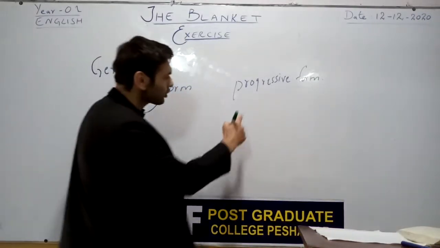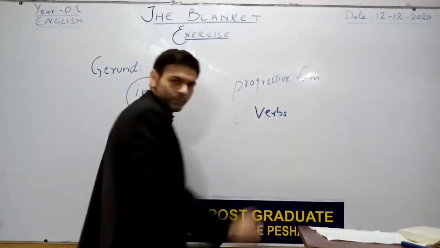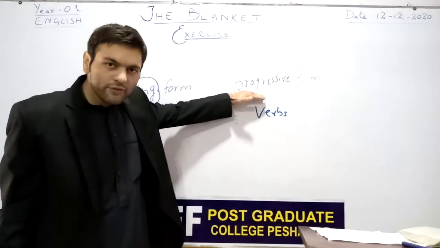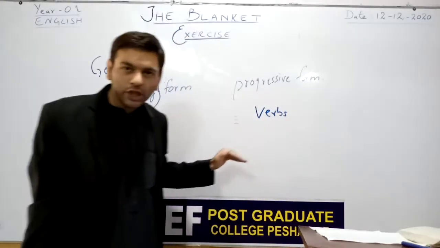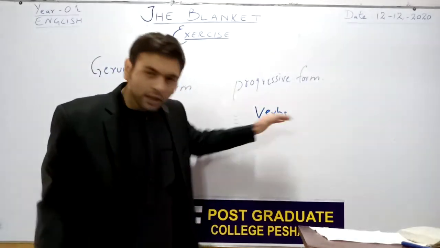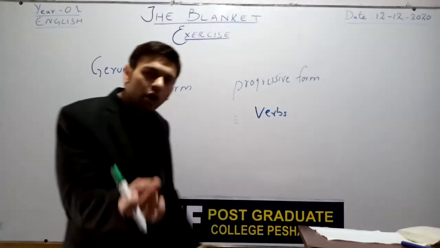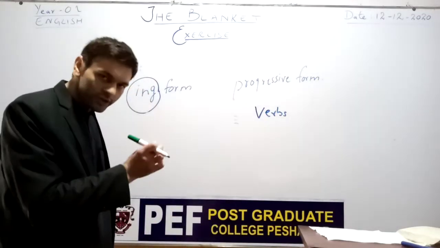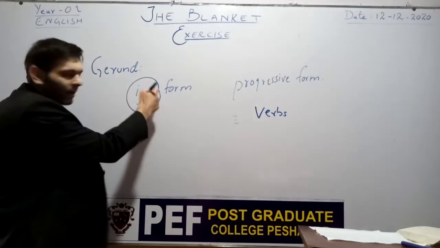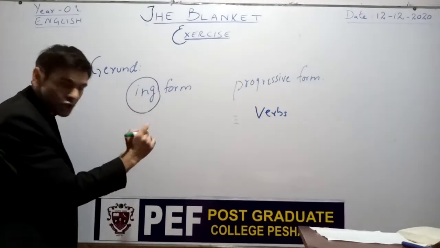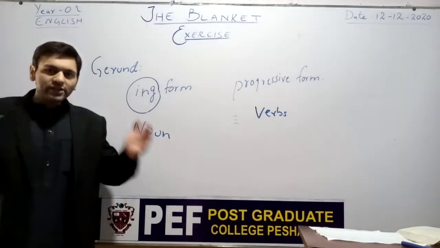Progressive form is actually a reference towards verbs. How many progressive forms do we have? We use is, am, are with ing form, so that those particular verbs function as verbs. On the contrary, when we use a gerund, we use the same ing form, but they function as a noun. So what is the difference now?